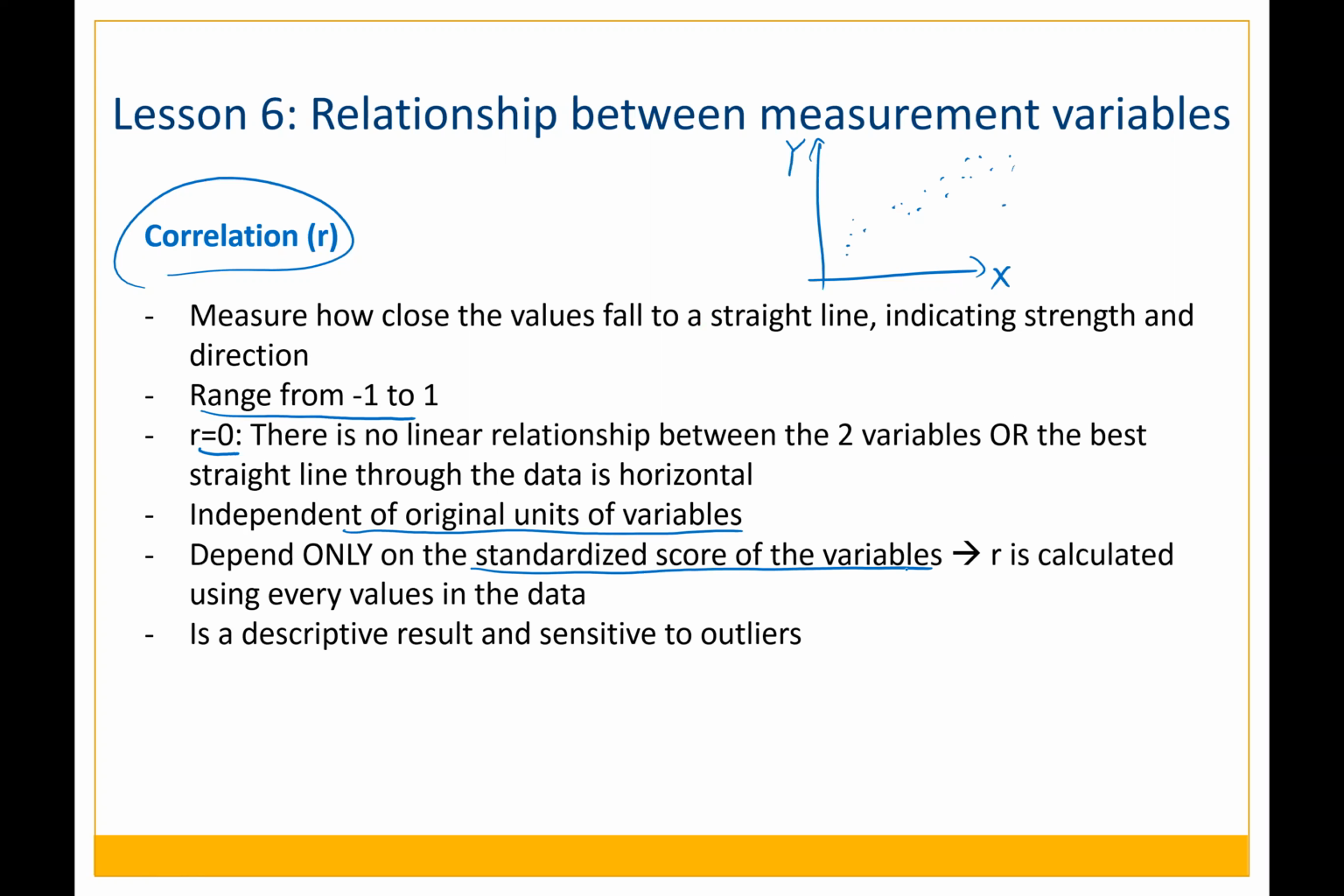Correlation is a descriptive result because it takes into account all of the values in the data, and it's just one way to summarize the data. It is sensitive to outliers, just like the mean and standard deviation, because it uses all the values in the data. So if there are outliers, the correlation is going to be driven towards them.